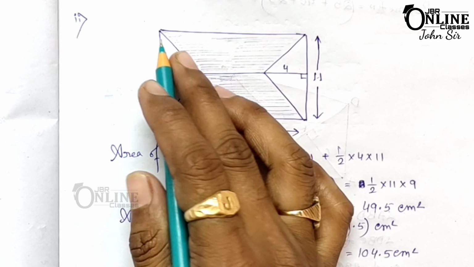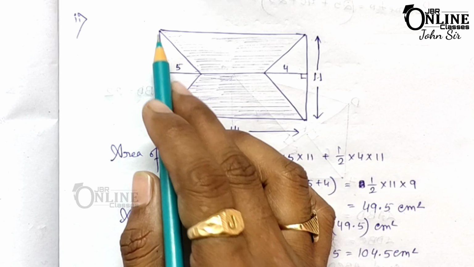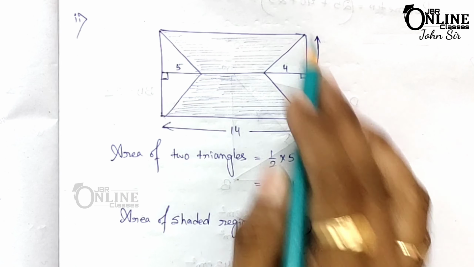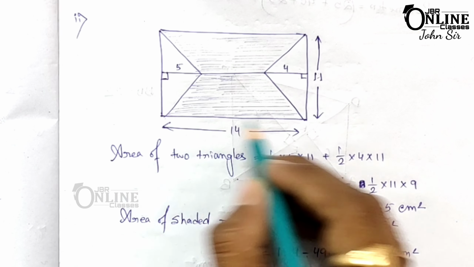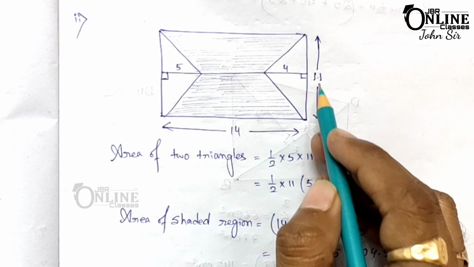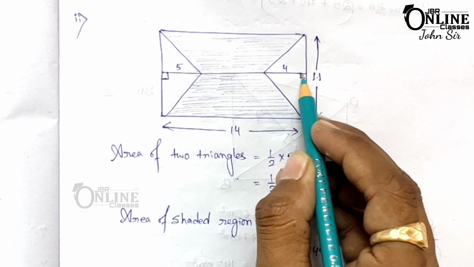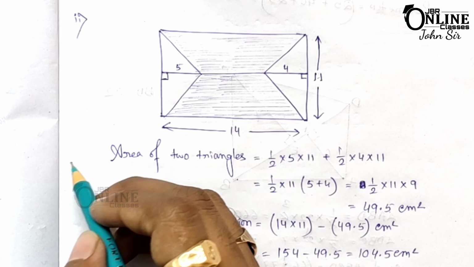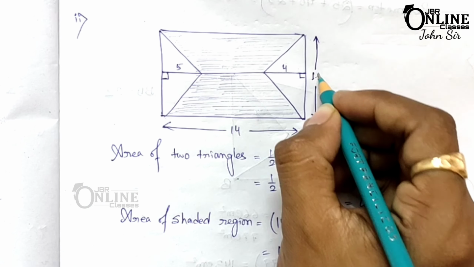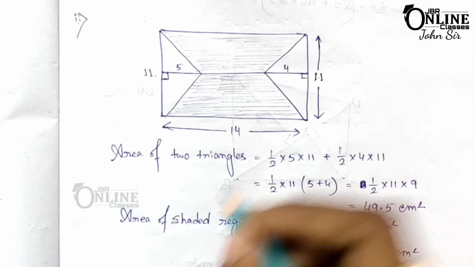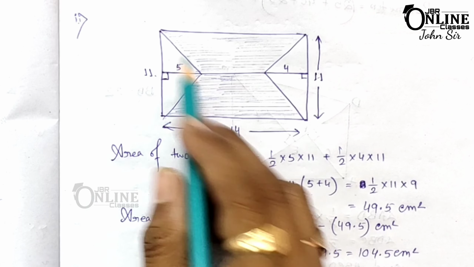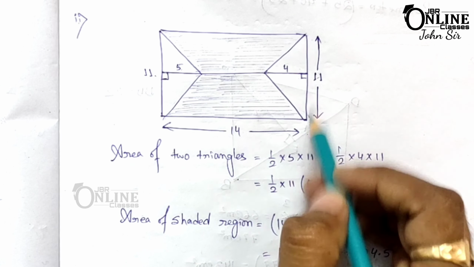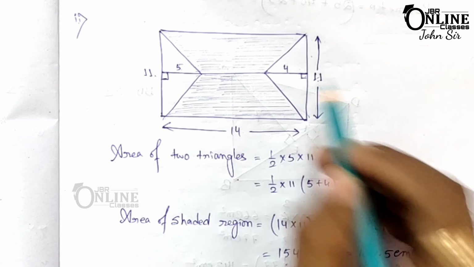Now 5.2. In this diagram there are two triangles, that is the first one and the second one. The whole one is a rectangle, length equal to 14, breadth equal to 11. Here the height of this triangle equal to 4, height of this triangle equal to 5. If this one equal to 11, so this one equal to also 11. So the area of this triangle is half into 11 into 5. The area of this triangle is half into 4 into 11.